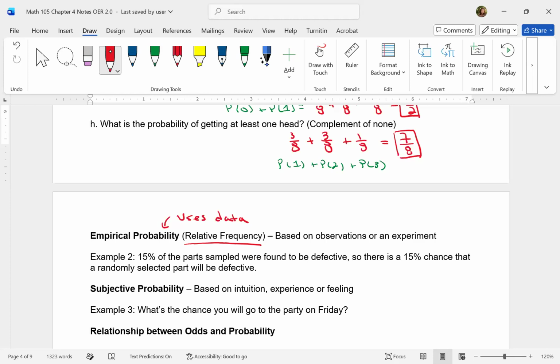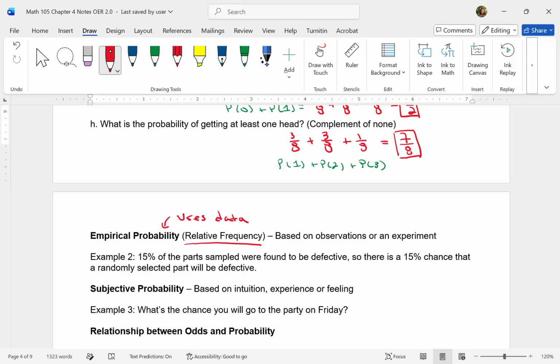Okay, the next type of probability, subjective probability, is based on intuition, experience, or feeling. And I know you're like, okay, is that real? Well, the answer is kind of yes. All right. It's the idea of, instinctually probabilities based on your own experience.